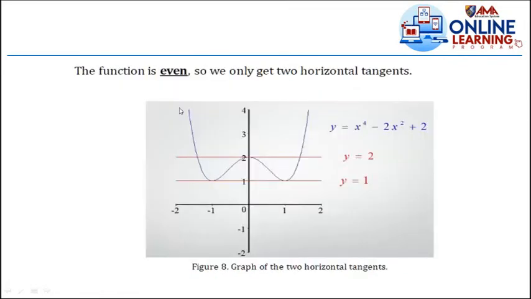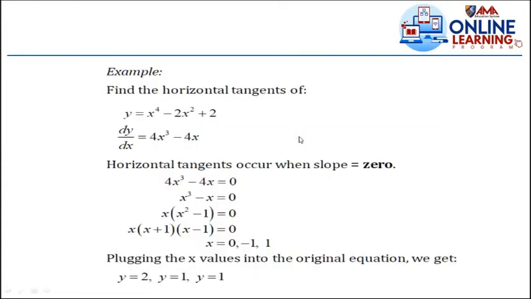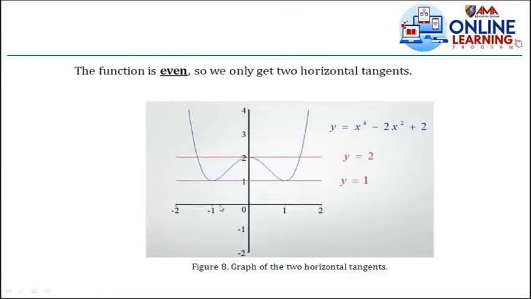The function is even. So we only get 2 horizontal tangent lines. So there are 2 possible answers, no? Yung isa, y is equal to 1, y is equal to 1. Ito yung dalawa. Tapos yung isa, y is equal to 2. Ibig sabihin, yung itong dalawa, pinagsama na siya. This is y is equal to 1, okay? And this is y is equal to 2. Yun po, no? So we have 2 horizontal lines.